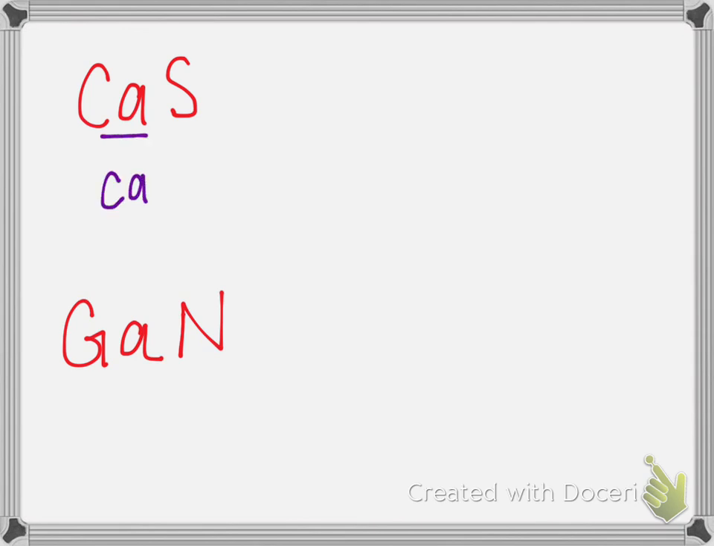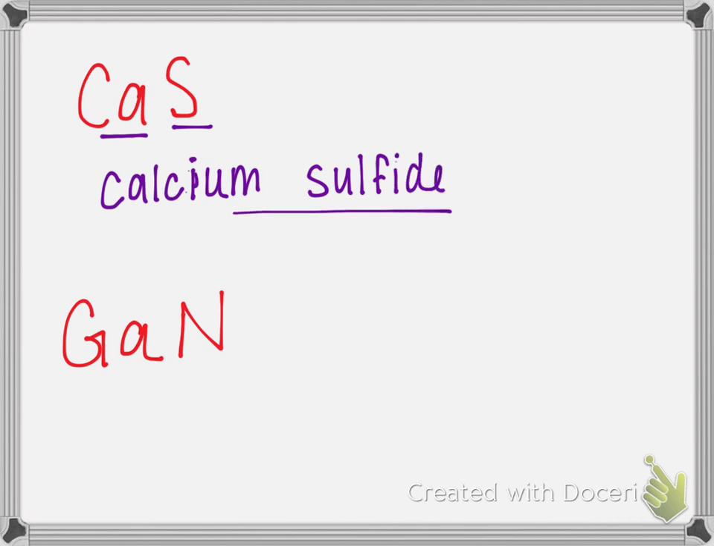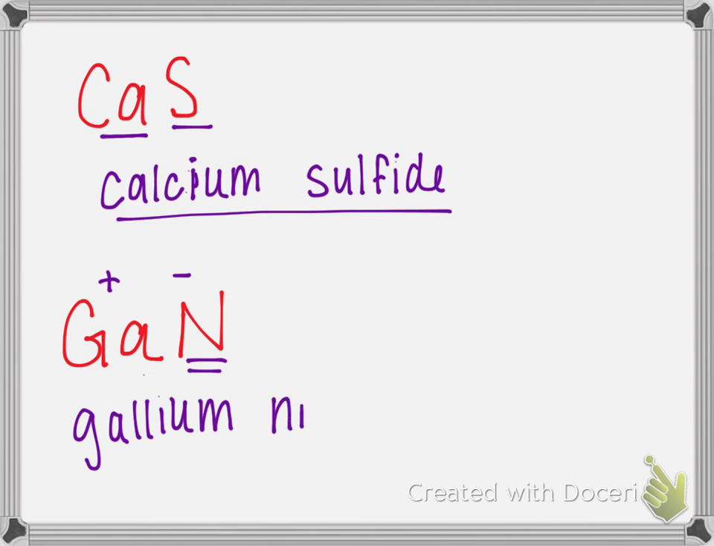Ca is calcium, and S, not sulfur, but we used the negative version, which is sulfide, so calcium sulfide. Ga is our cation here, right? It always has to go cation, then anion. So this is gallium. And then I use the negative version of nitrogen, which is called nitride. So gallium nitride.